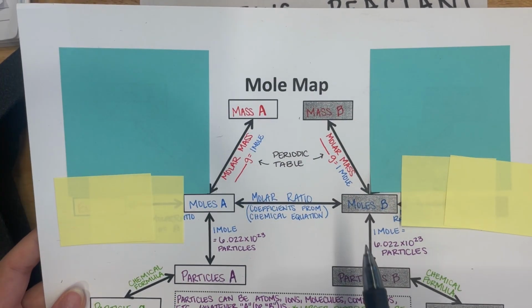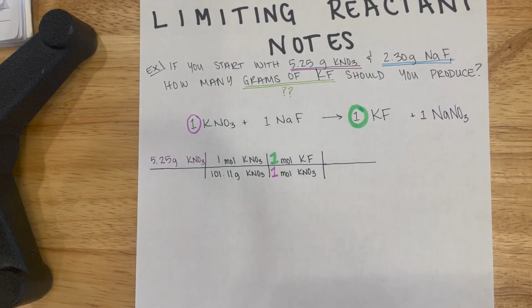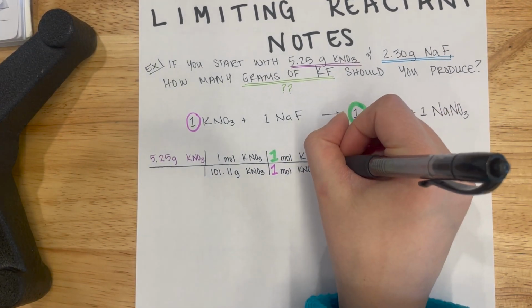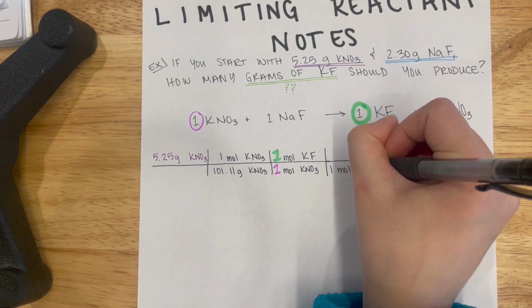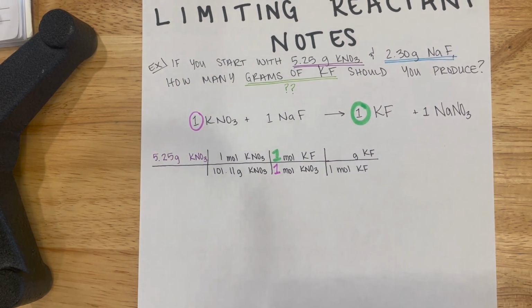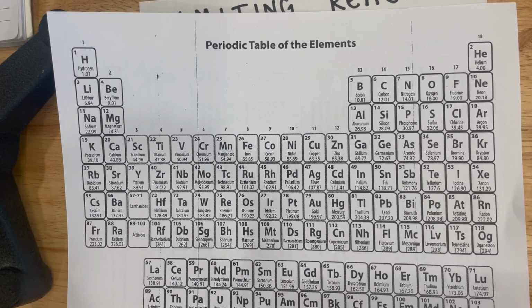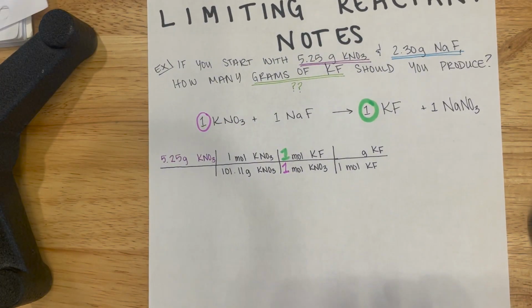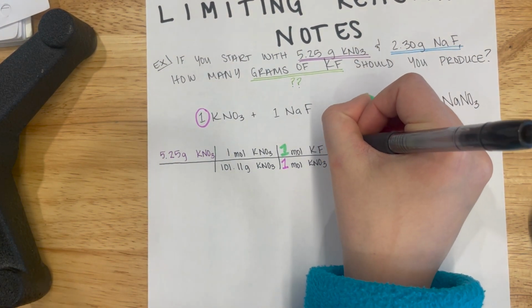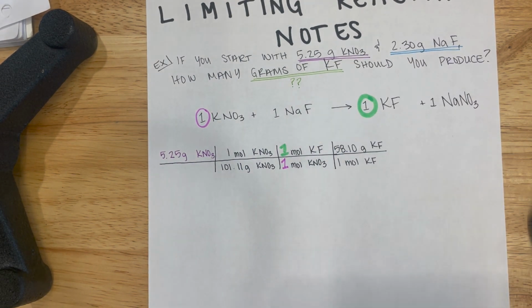Now that I made it to moles, I then have one more step to go from moles back to mass. So I need to calculate another mass. In 1 mole of KF, I need to figure out how many grams of KF there are. So why don't you add up another molar mass? What is our mass of potassium fluoride? Hopefully you found that to be 58.10 grams.